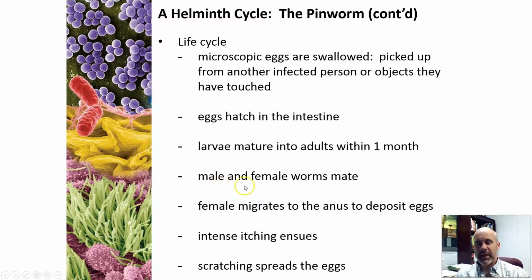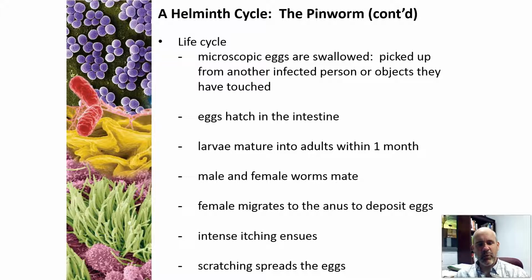And you got some hanky-panky going on down in the intestinal tract where the males and the females mate. And then the female migrates to the anal area at night. You may have heard of that before. That's where she deposits the eggs. And then the eggs being deposited there causes intense itching, and little kids are itching.